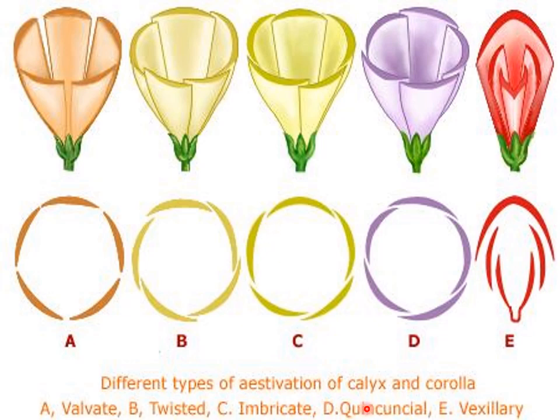Number E is vexillary estivation. This type of estivation is present in the family Papilionaceae, and it forms the papilionaceous corolla. The outermost, largest and posterior-most petal is known as the vexillum or standard. On the inner side, two petals are present, known as wings. Whereas on the inner side of the wings, the two innermost small petals unite together and form a keel-like structure.